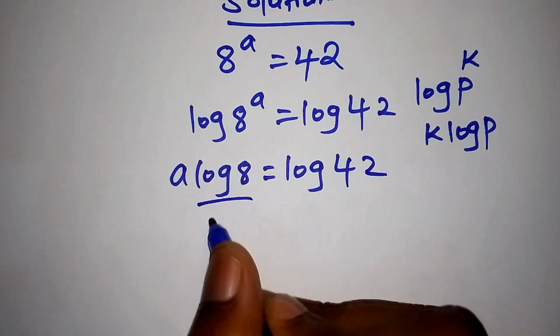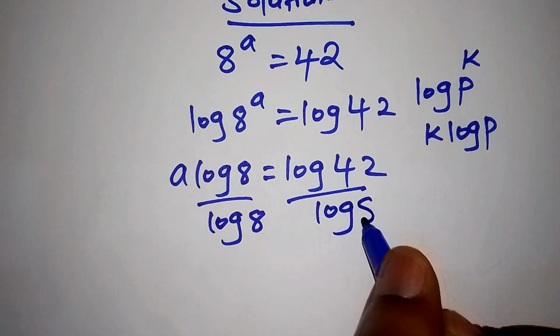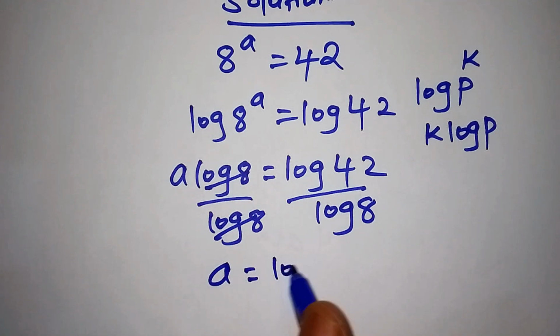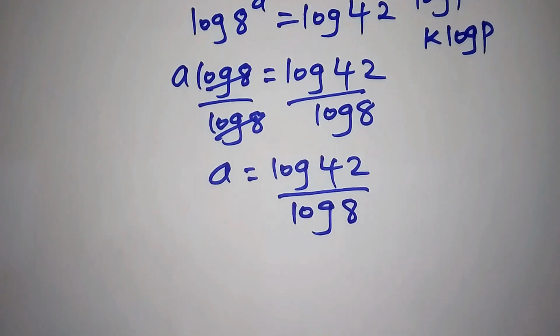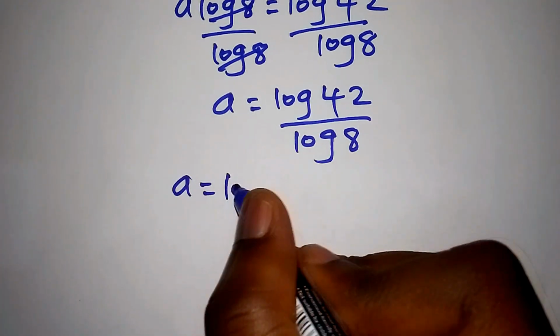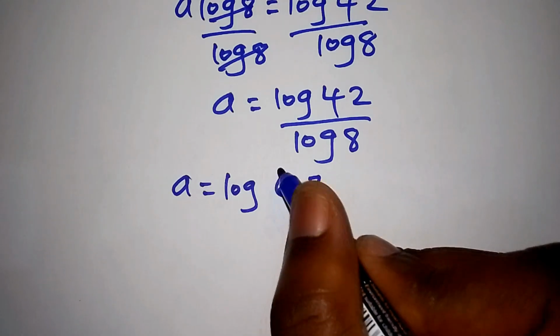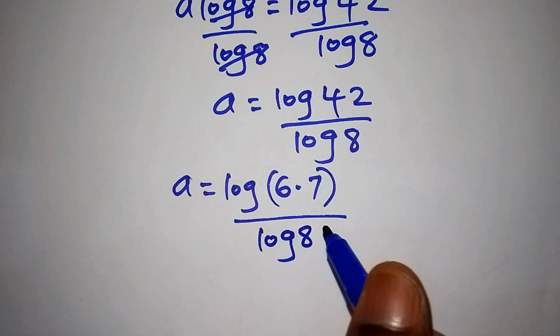Then let's divide both sides by the log of 8. When you do that, we shall remain with a on this side, equal to the log of 42 all over the log of 8. The next part is to simplify this. Now a is equal to the log of 42, which can be written as the log of 6 multiplied by 7, in brackets, all over the log of 8.